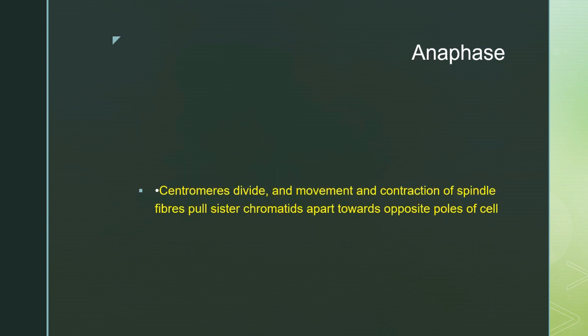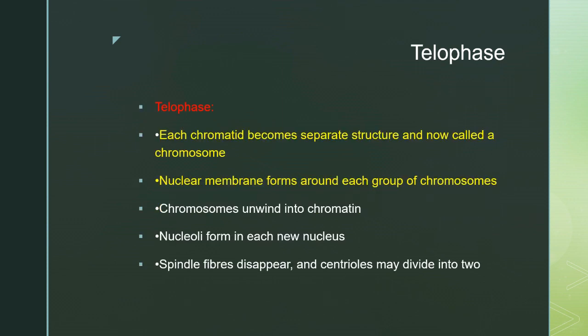Then anaphase will occur, and this is when the centromeres will divide. So the centromere goes, and basically the 2 chromatids are separated. The centromeres will divide, and the movement and contraction of spindle fibers pull these sister chromatids apart towards the opposite poles of the cell where the centrioles are.